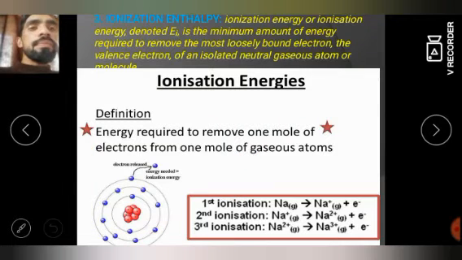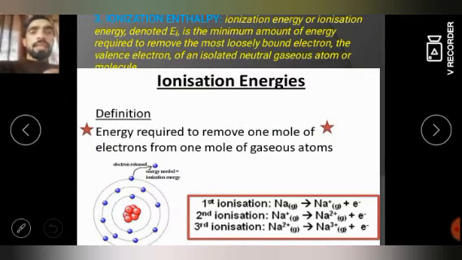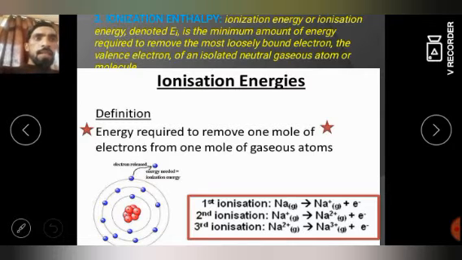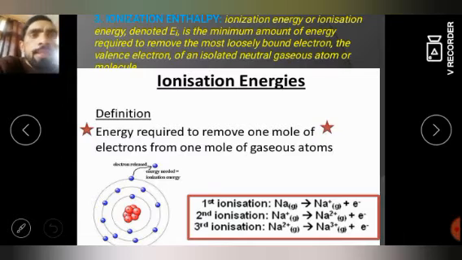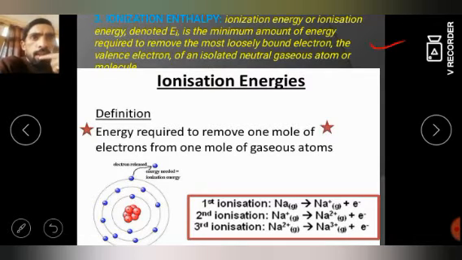The third basic property is ionization enthalpy, in which ionization energy is denoted EI. It is the minimum amount of energy required to remove the most loosely bound valence electron of an isolated neutral gaseous atom. So what is ionization energy? Basically, it is the energy required to remove 1 mole of electrons from 1 mole of gaseous atoms, from the outermost shell.